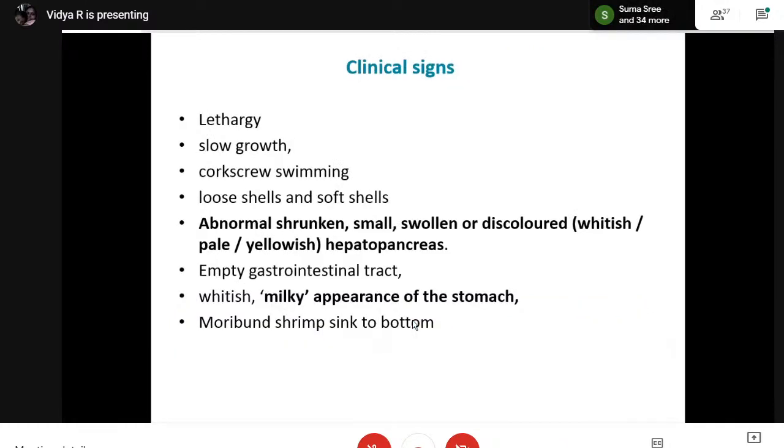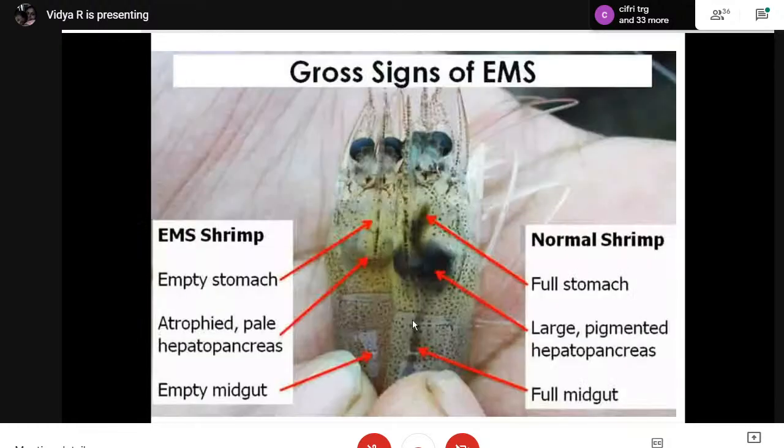The clinical signs of this disease were lethargy, slow growth, erratic swimming behavior, and loose shells and short shells. The major part is related to the hepatopancreas. It will be discolored, with white, pale, yellowish discoloration of the hepatopancreas. It will be swollen, and sometimes small and shrunken. And in the gastrointestinal tract, the gut will be empty, and the stomach will appear milky. So the symptoms of the hepatopancreas and the gut will explain whether the shrimp is infected. These are the gross signs.